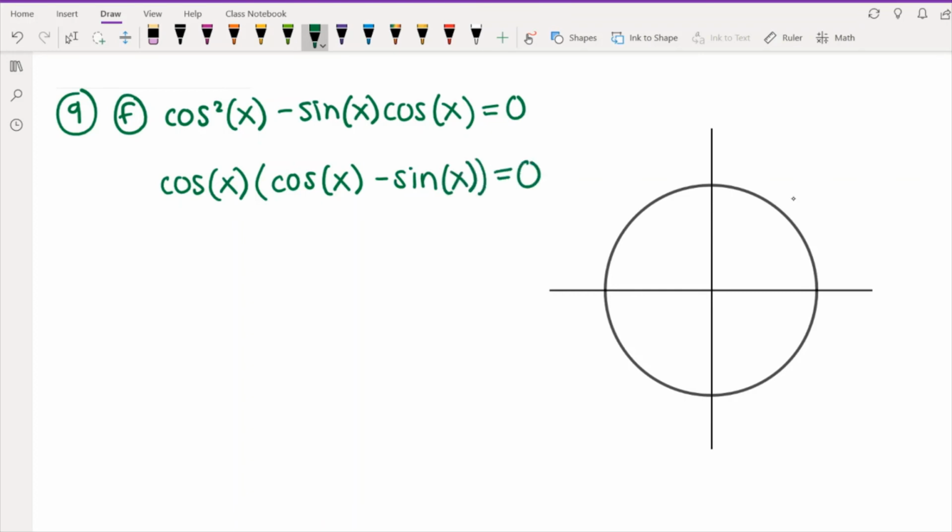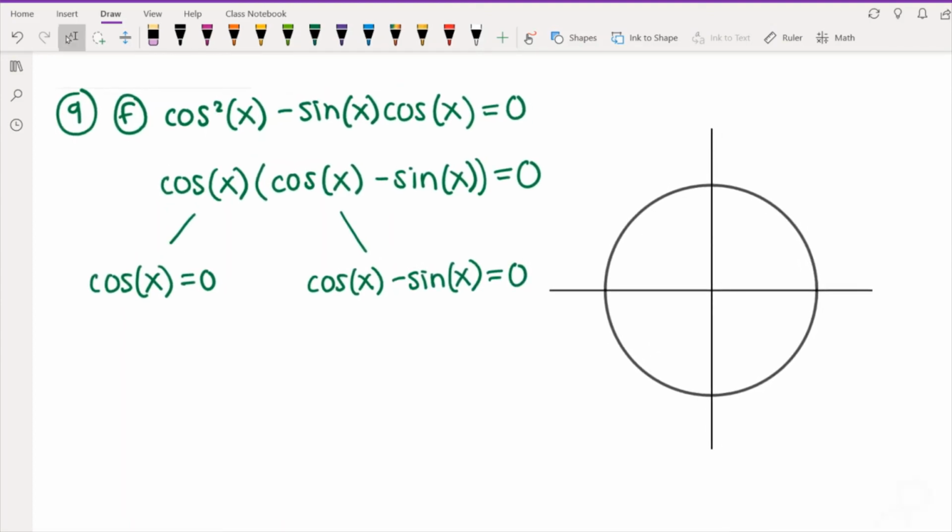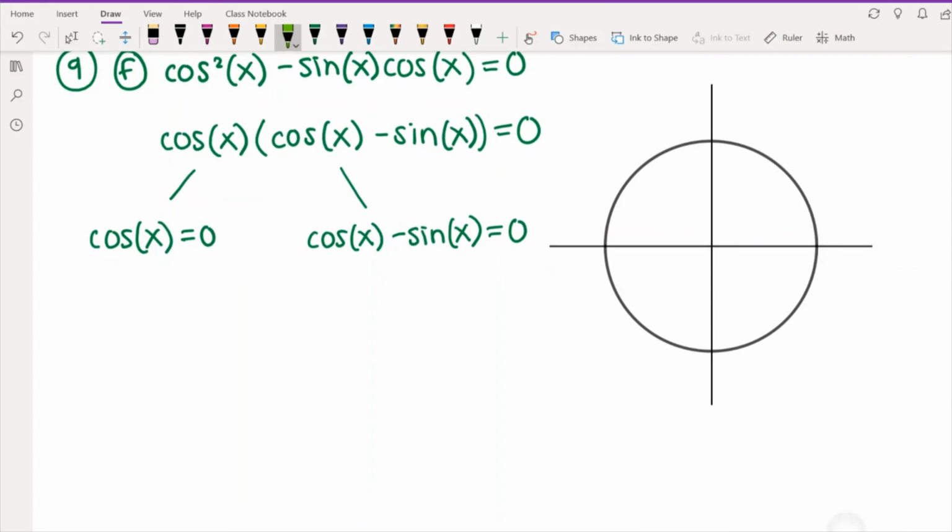So anytime that you're solving by factoring, you want to set each factor equal to 0. So either cosine of x is equal to 0 or cosine of x minus sine of x is equal to 0. So where is cosine of x equal to 0? Well, that's going to happen when we have an x coordinate of 0.